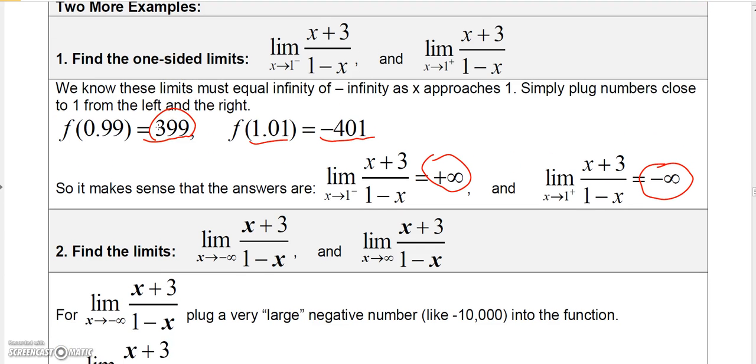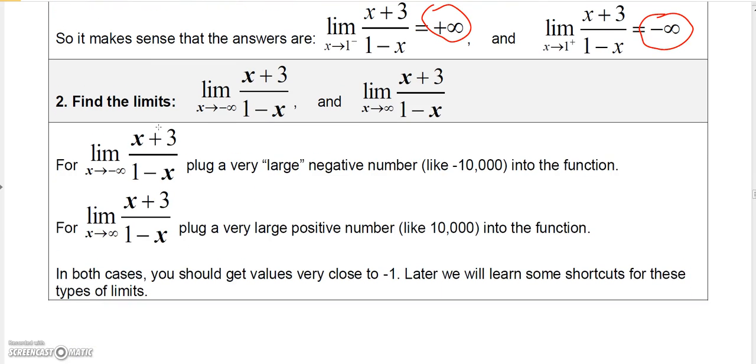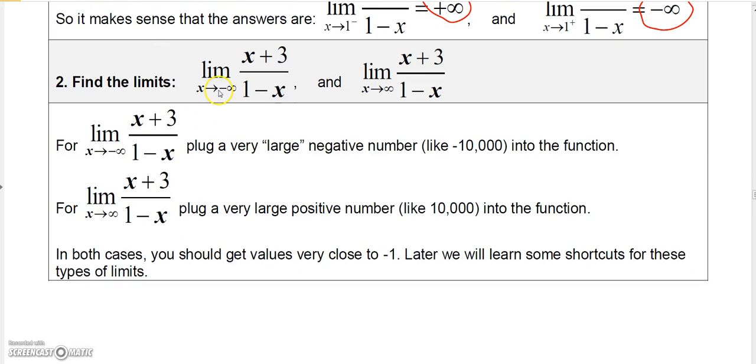Now, we're going to look at this again a little bit later, when we talk about limits as x approaches infinity or negative infinity. But here's what you can do for now. Let's say you want to know the limit of x plus 3 over 1 minus x as x approaches negative infinity. Well, what you could do is evaluate this function at a very, very large negative number. And let me show you that.